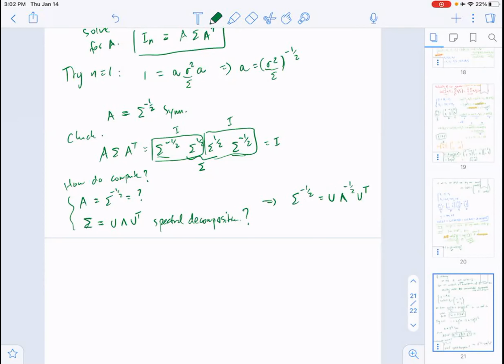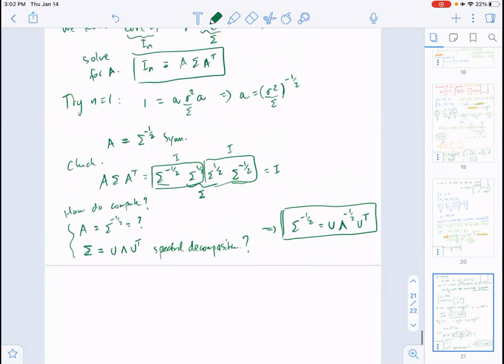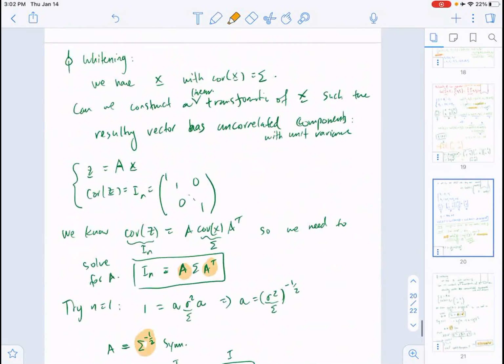And for this to work, I need the eigenvalues to be strictly positive. So I need to assume that the covariance matrix is strictly positive, with no zero eigenvalue. But once I have it, I can compute this as if I'm doing it just on this diagonal matrix. So there exists this A that we can come up with, which is the inverse of the square root, such that when I apply this matrix to X, the result has covariance identity.